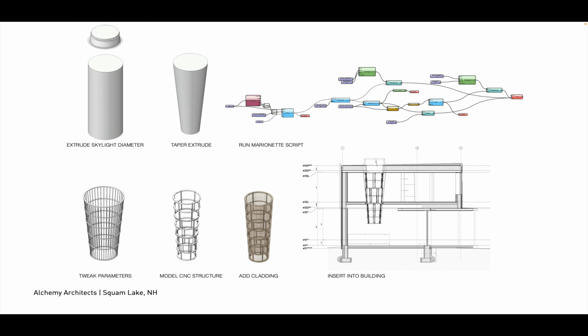Because the trees were irregular shapes, Marionette was used to create the supporting structure of the tree shapes, much like the project by Principal Architecture. This structure was then modified to fit into the structure of the building and inserted into the overall model.